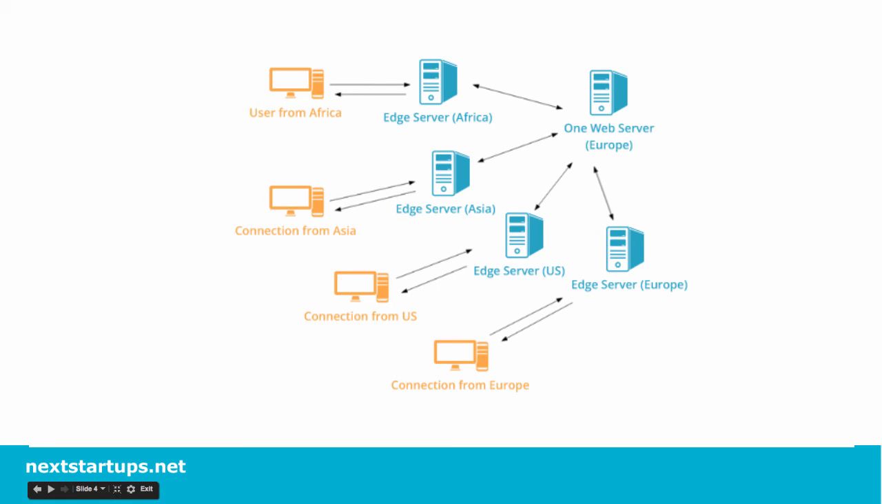Take a look at this picture. If a user from Africa is requesting a file from your server, which is basically in Europe, there is a server there in Africa which has all your website content already, or most of it. If it has the file, it gives it back. If it does not, it requests it from your central server and caches it so it can provide that file to all the future incoming requests to your server.